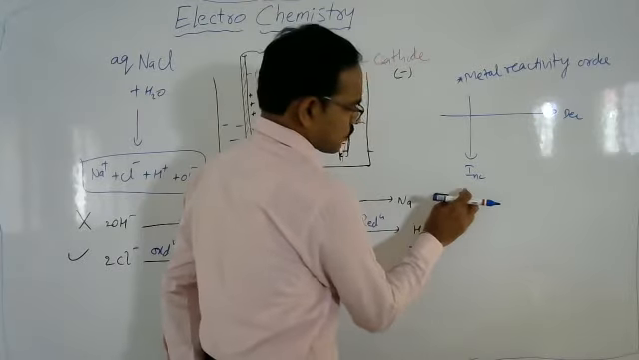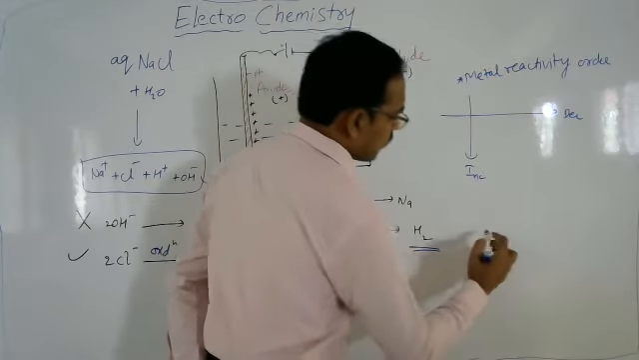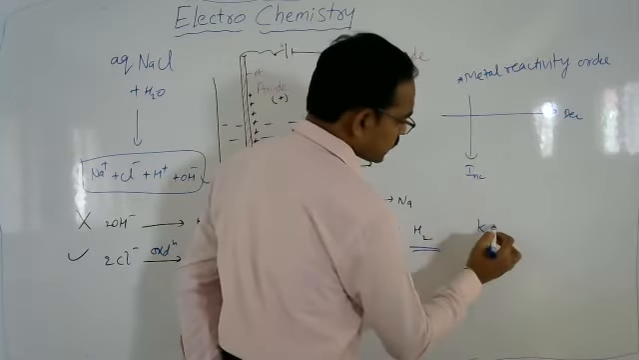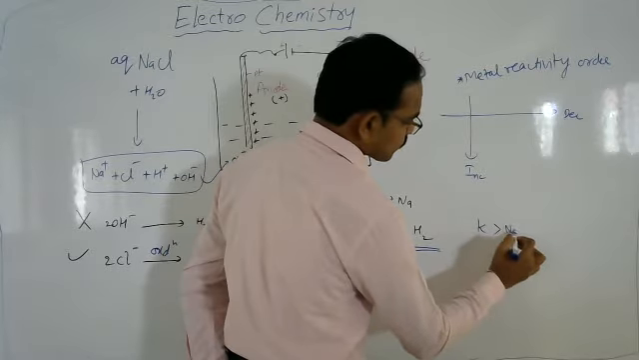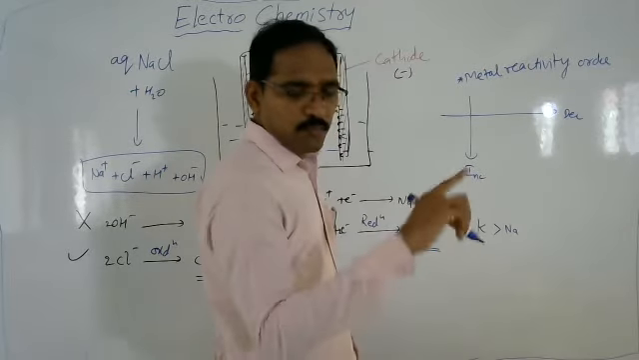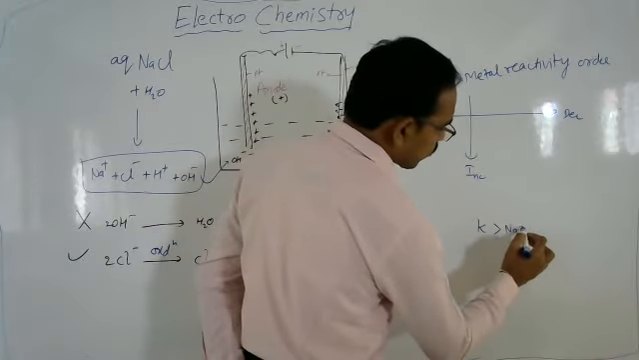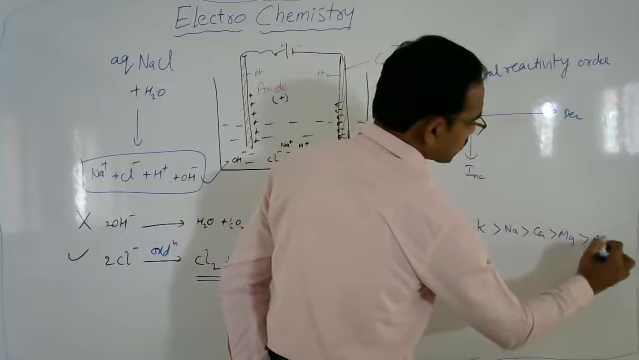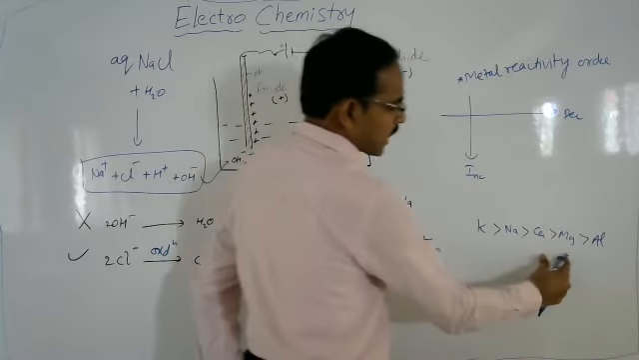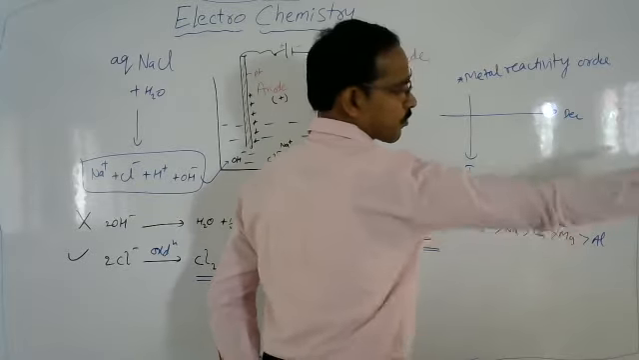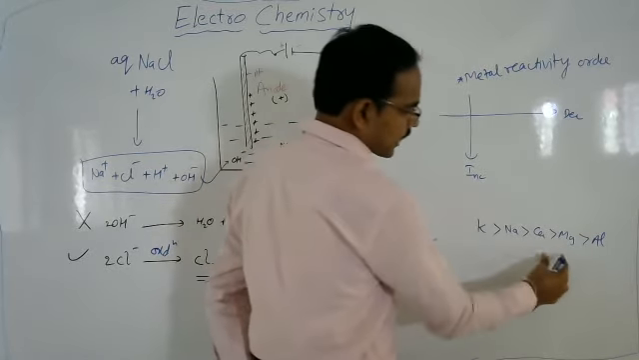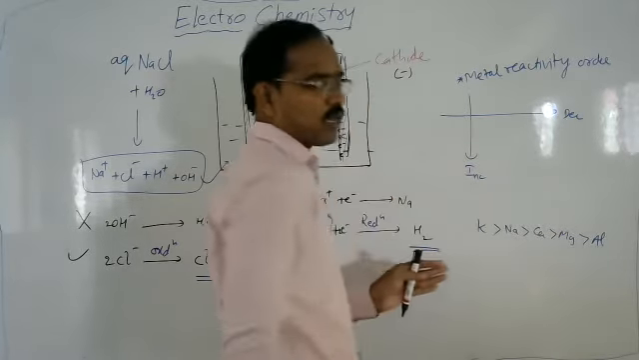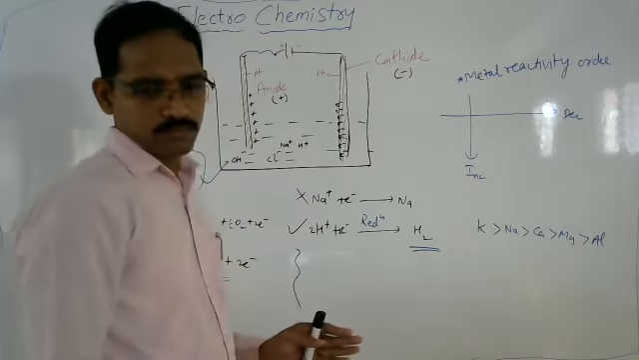Sodium, potassium, rubidium, cesium, like this. Potassium and sodium, which is more reactive? Potassium is more reactive, sodium is less reactive. In the case of magnesium and calcium, calcium is more reactive, then magnesium is less reactive, then aluminum is less reactive. Why? First group, second group, third group. Moving left to right, metal reactivity decreases.